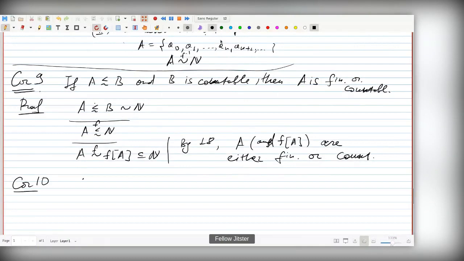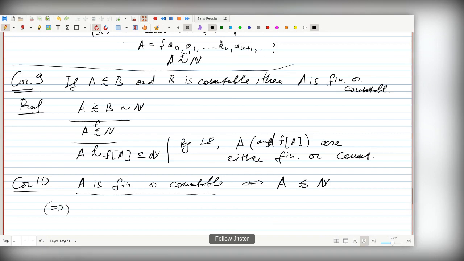Another corollary. A is finite or countable if and only if A is embeddable into a countable set. Look, if it is embeddable into a countable set, it is finite or countable, and vice versa. It is almost obvious. Every finite set is equivalent to some n underlined, which is embeddable into the set of all naturals.